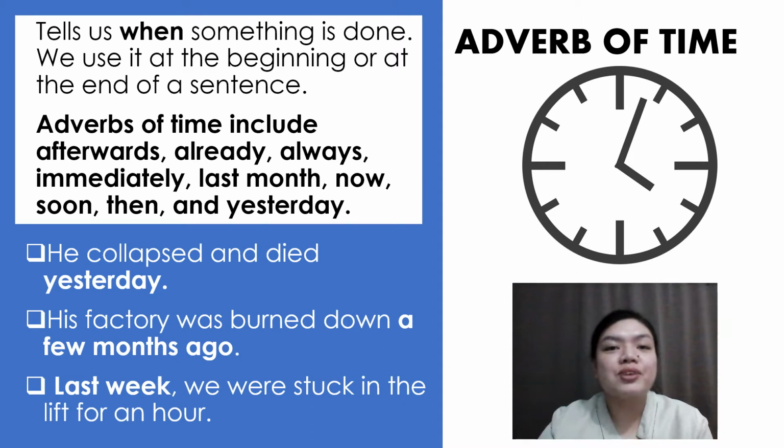We have here three examples. The first one says, he collapsed and died yesterday. When did he collapse and die? Yesterday, that's right. This adverb describes the verb collapsed and died. In the next one, his factory was burned down a few months ago. The adverb of time few months ago describes the verb was burned down.